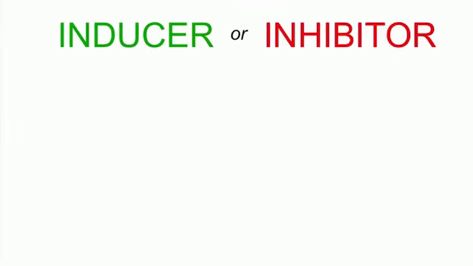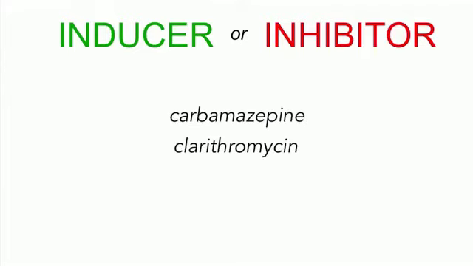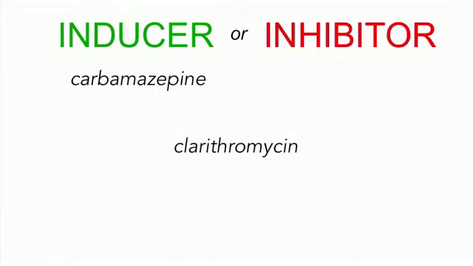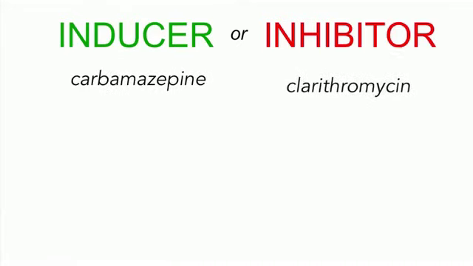Let's do a quick whiteboard review to make sure you have those two lists down. This is a little game called inducer or inhibitor. So I'm going to give you a couple of drugs and you decide if it's a P450 inducer or a P450 inhibitor. First off, we have carbamazepine and clarithromycin. So carbamazepine is a P450 inducer, and clarithromycin is a P450 inhibitor because it's a macrolide.